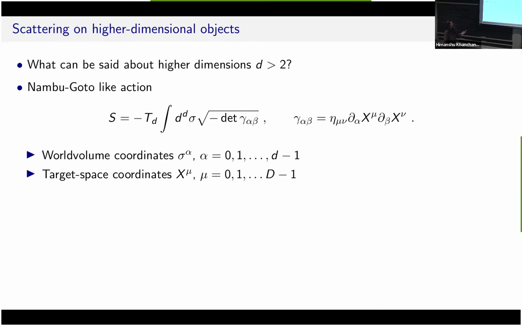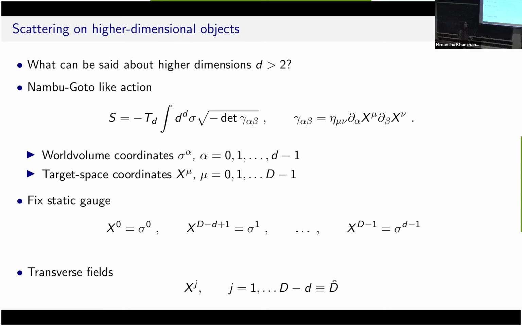So classically, you can still define a Nambu-Goto-like action, where now instead of having worldsheet coordinates, you have worldvolume coordinates. So I introduced this little d, which describes the dimension of your base manifold, if you want. And again, same as for the string, you can fix static gauge in a similar manner. So this would mean you expand, for instance, if you have a membrane, around a vacuum with a flat membrane, say. And again, you're left with a set of transverse fields, where now the number of transverse fields is given by the target space dimension minus the dimension of the base manifold or the world volume.